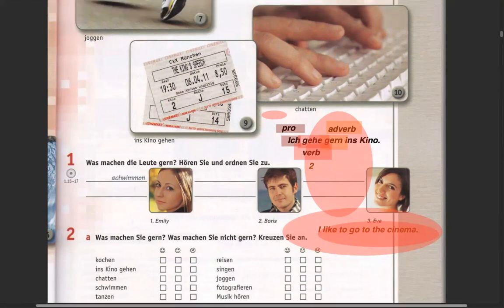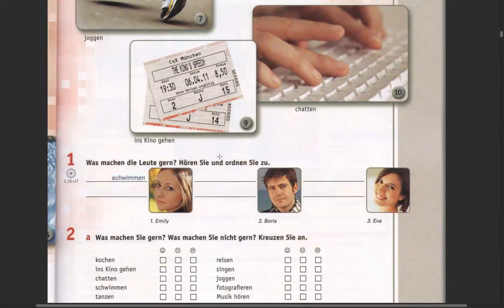We're going to hear 3 audios. Now, whatever we were discussing with those, now: Was machen die Leute gern, ordnen Sie zu. So we have Emily. The first one is Emily, schwimmt again. Boris. Then we have Eva. They're going to explain it. You hear it and schreiben. Schreiben is to write. Play it.